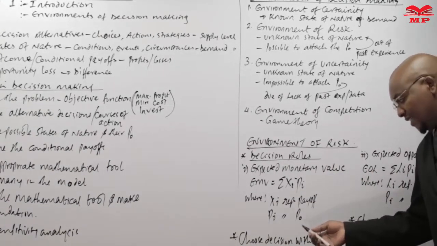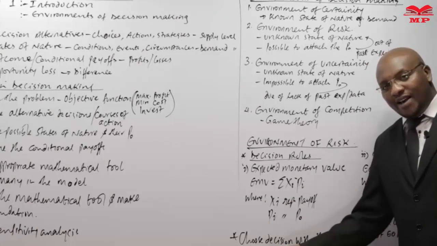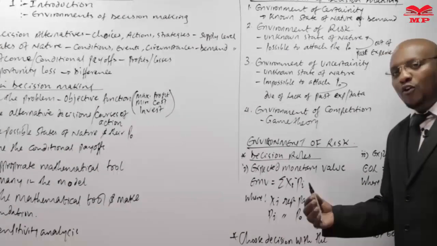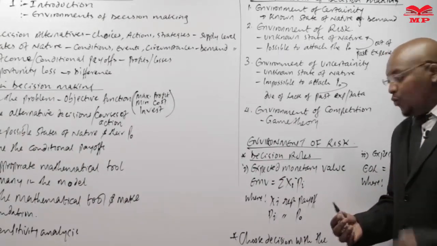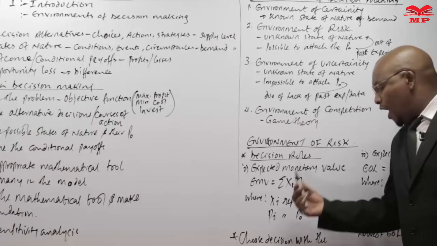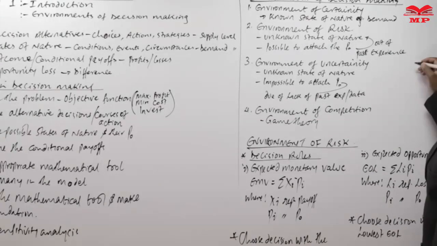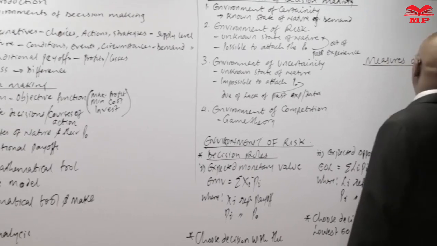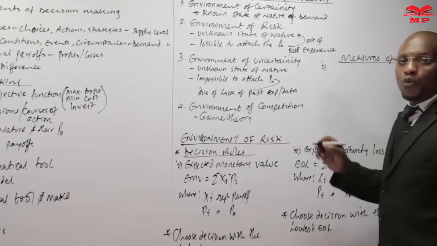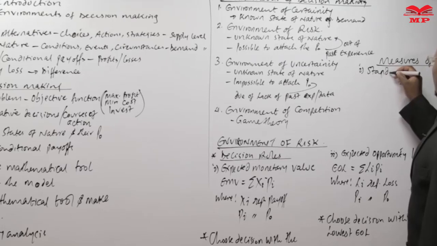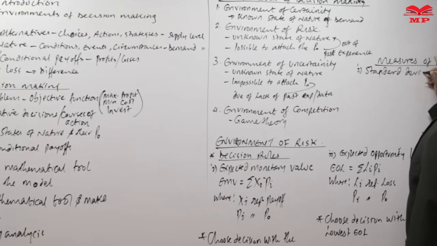And therefore, when we say we choose that with the highest EMV, we are imagining we are addressing a case of a risk taker. But a risk averse decision maker has to make a decision with respect to the risk. And therefore, how do we measure the risk? So here we have two ways of measuring the risk. Measures of risk. We have two measures. We can have Roman 1, the standard deviation.